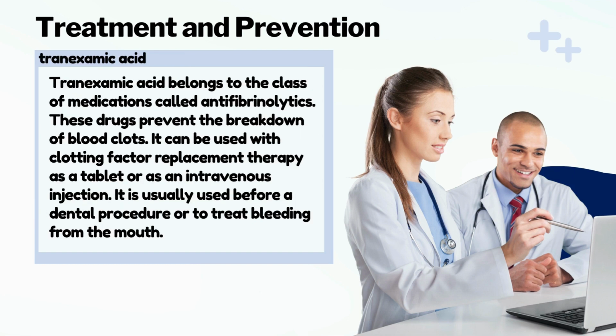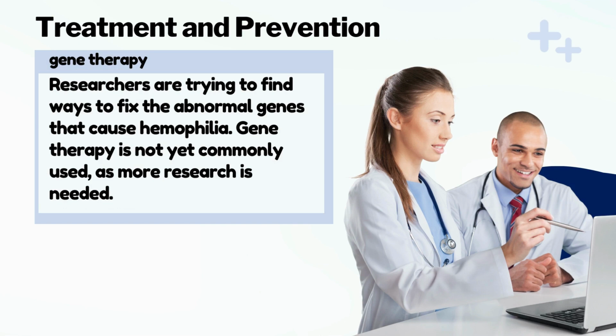Tranexamic acid. Tranexamic acid belongs to the class of medications called antifibrinolytics. These drugs prevent the breakdown of blood clots. It can be used with clotting factor replacement therapy as a tablet or as an intravenous injection. It is usually used before a dental procedure or to treat bleeding from the mouth. Gene therapy. Researchers are trying to find ways to fix the abnormal genes that cause hemophilia. Gene therapy is not yet commonly used, as more research is needed.